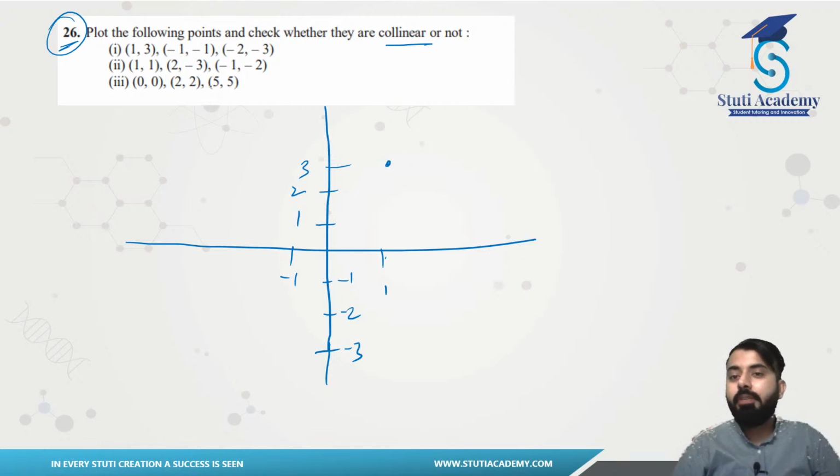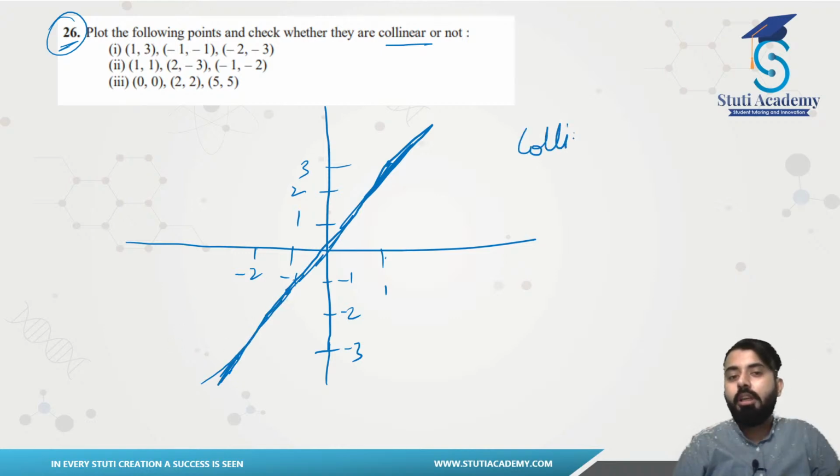Then we have (negative 1, negative 1). Our point will be this one. And lastly, we have (negative 2, negative 3). We do have a negative 2, (negative 2, negative 3). So our point will be this one. Now you have to do what? You have to just join them. If they lie on the same line, and I can see they actually do, then you can say they are collinear. If they are forming a curve, then they are not collinear. Now in this case, it seems like they are on the same line.